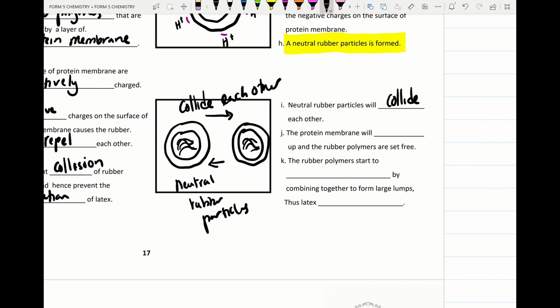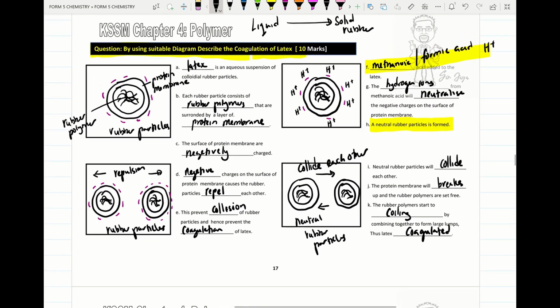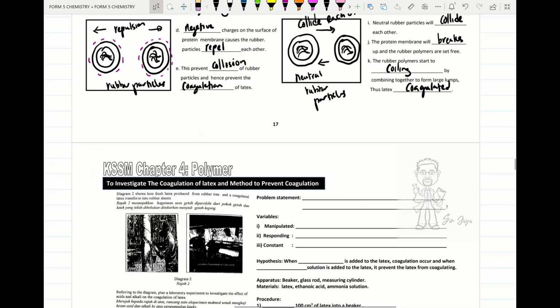During the collision between the neutral rubber particles, the protein membrane will break up, and the rubber polymers will start coiling by combining together to form a large lump. Thus the latex coagulated. That's how we explain the coagulation of latex by using the example of diagram. So we move on to the next part.